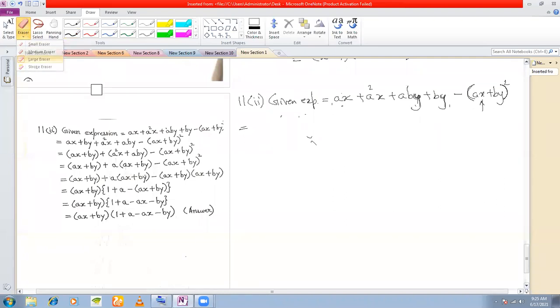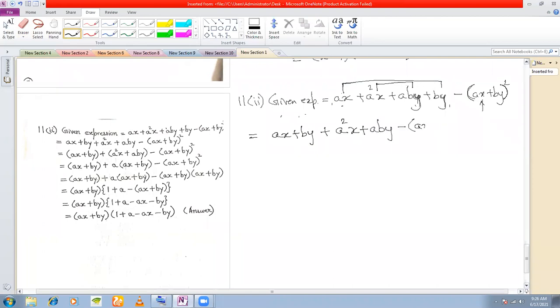Which one is the first and which one is the fourth? Ax here is the first, and by here. We group these two together: ax plus by. And we group these two together: plus a square x plus aby. And the last one we write as it is, (ax plus by) whole square. Now from ax plus by, you cannot take anything out, but you can definitely take out 1. So you have ax plus by left.